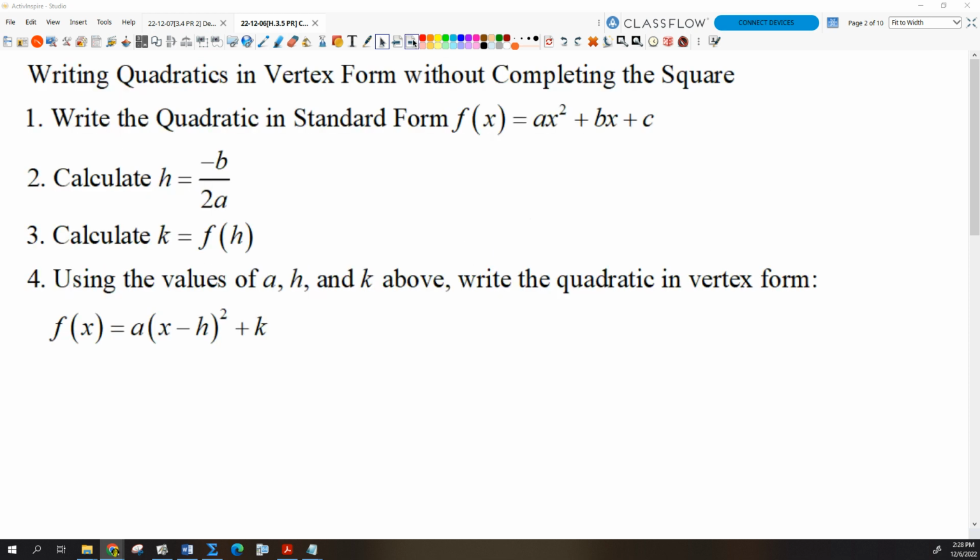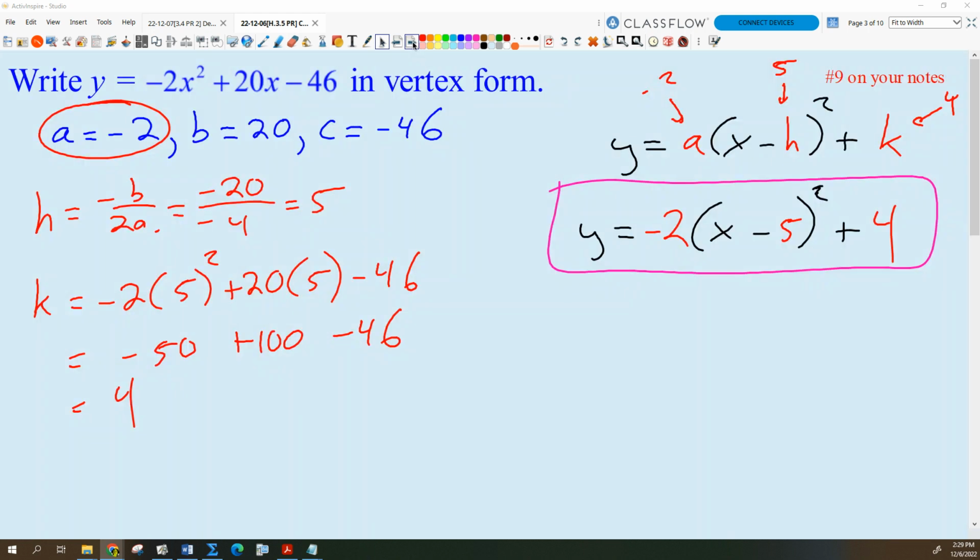Here's a quick summary, this is on your note sheet, of how we would write quadratics in vertex form without completing the square, as we talked about. We're just going to calculate h, calculate k, and then using the values of a, h, and k, just plug them into the template. Done. That's the easiest way.